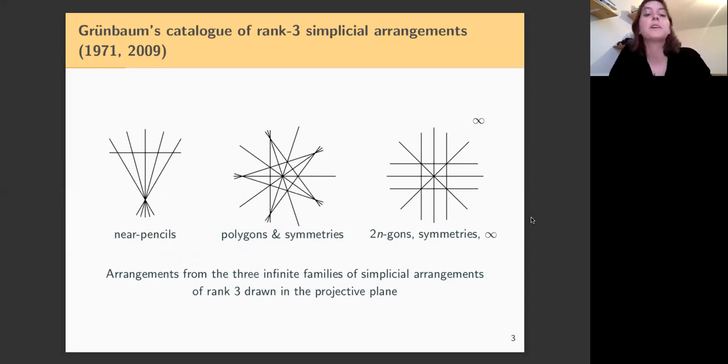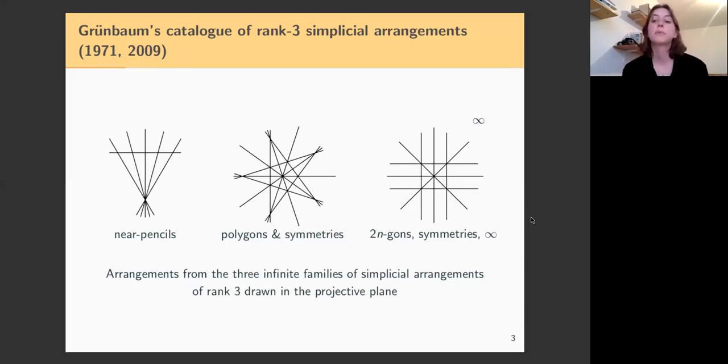So the first family is the family of near pencils. And these are arrangements of lines so that all of the lines except for one share a common intersection point. And the second family is made up of regular polygons and their lines of symmetry. So the hyperplanes are going to be the facet defining hyperplanes for each of the edges of the polygon, and then each of the lines of mirror symmetry.